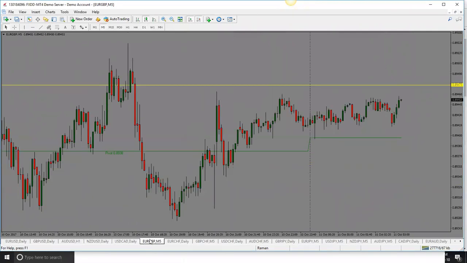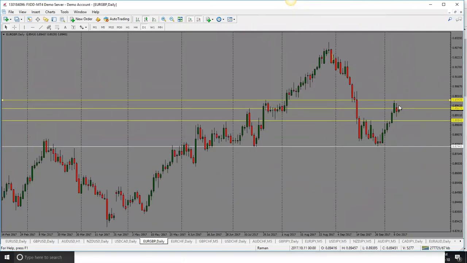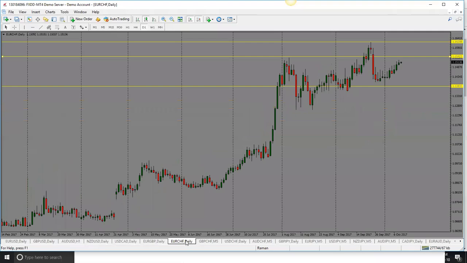Euro pound here. Euro pound is just kind of going sideways, not much happening here. Very, very small candle close. So right now, it doesn't look like there's much steam in this one. So we could see price go either way. So not the best trade setup to look for at the moment. So I'm going to skip that one.